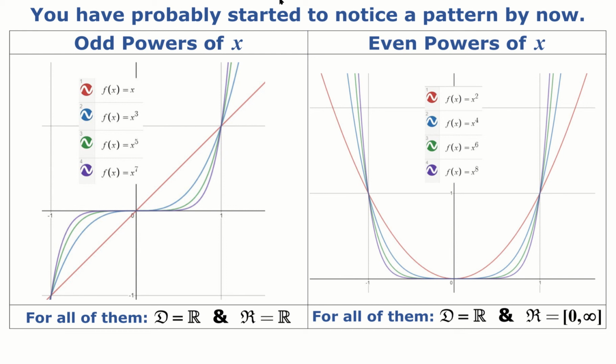With the even powers of x, notice a similar thing happens. They're all very similar, but notice the difference is that the higher the power, the flatter it gets real close to 0. And to understand why that is so, if you just plot some points, you will see why this is happening, because these numbers between 0 and 1, or between negative 1 and 0, are very special.